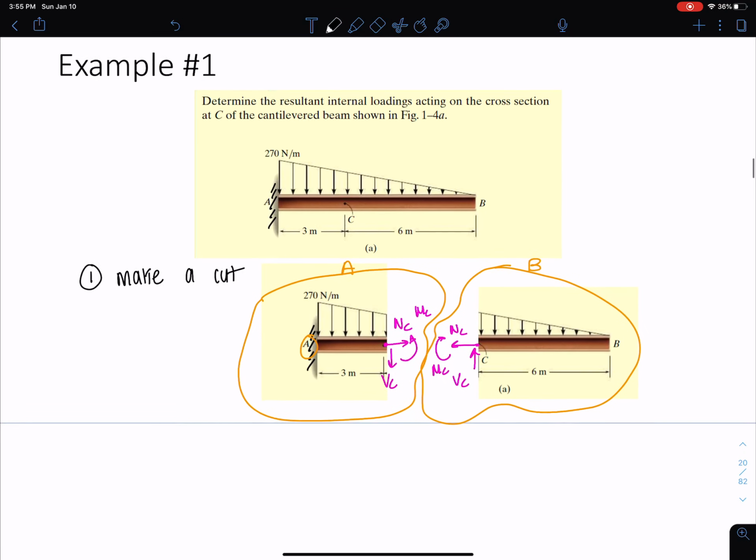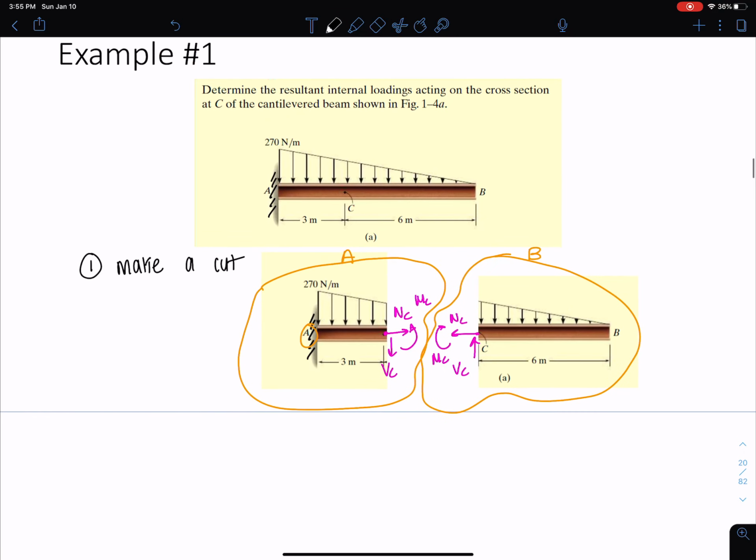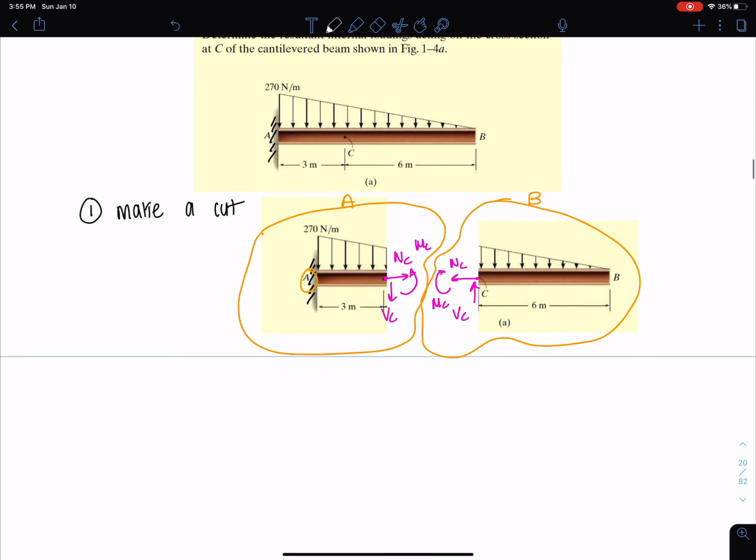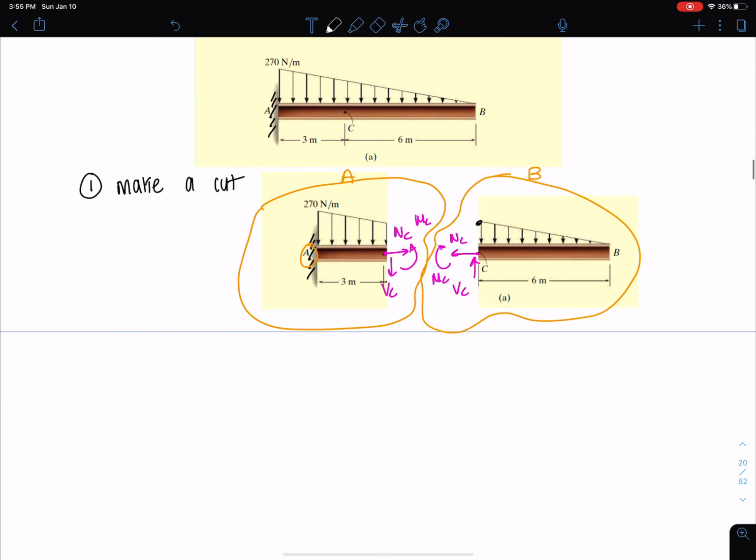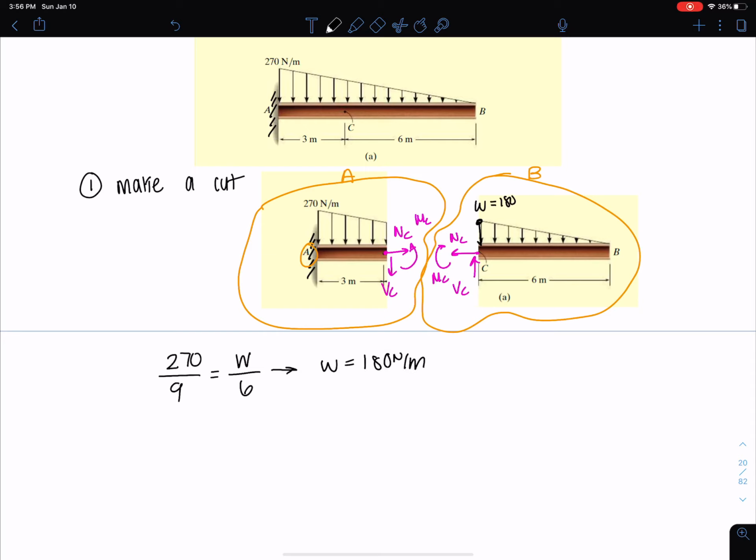Okay, so here I know that the distributed load is 270 for the entire 9 meters. But I want to know, well, what is the value of the distributed load here at 6 meters? So if I know that the whole load is 270 for 9 meters, I want to know what is W for 6 meters. That's how I can find that. And I can say that W is 180, and that's the magnitude of the distributed load.